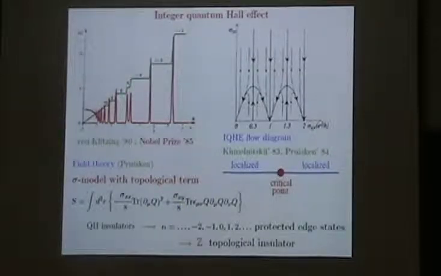So this is what is called the theta term in the field theoretical language, and the role of the angle theta is played by the Hall conductivity. The corresponding flow diagram, our chief flow diagram, is shown here, and this was understood by Levitsky and Pruisken. What is shown here is sigma xx, this is sigma xy.